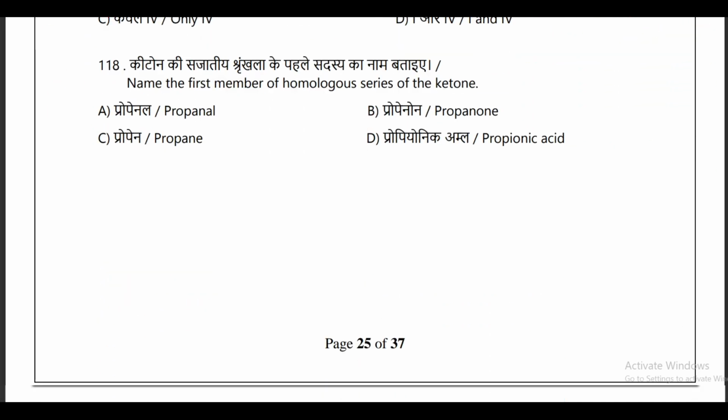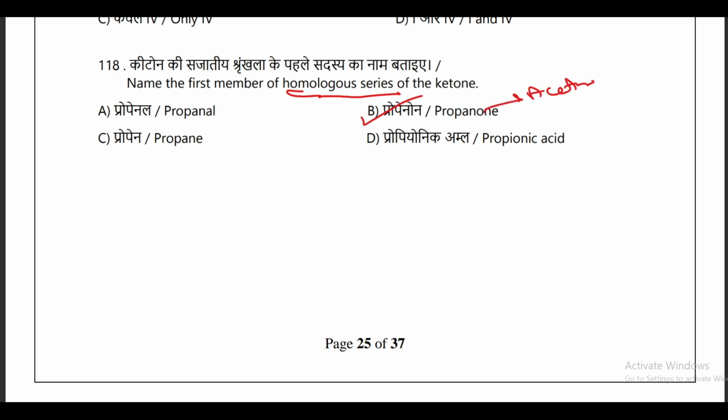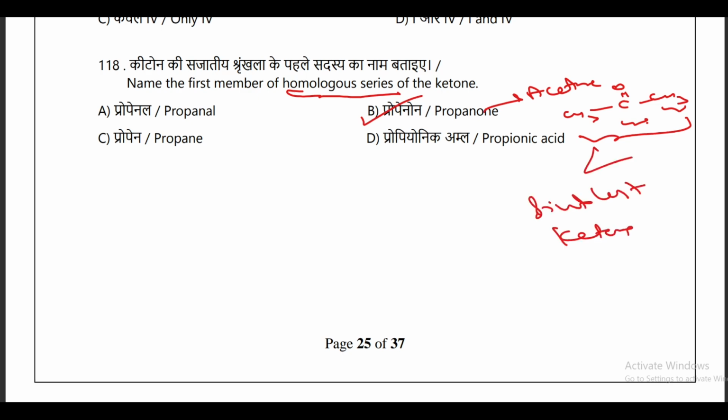In the next question, name the first member of homologous series of the ketone. So obviously its answer is propanone, also known as acetone. So you know that it involves just two methyl groups around the carbonyl group. So this is the simplest ketone, which is propanone, acetone. So B option is your correct answer.